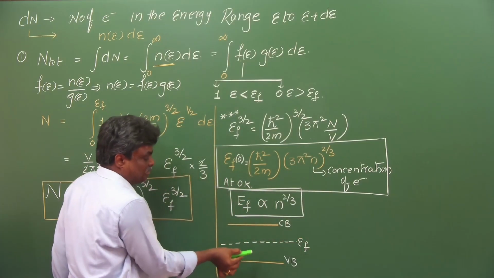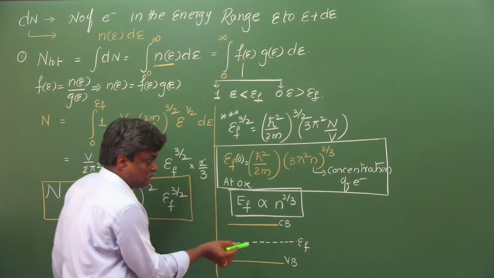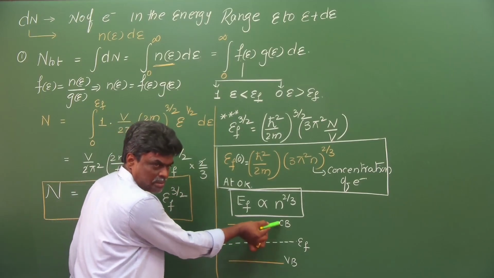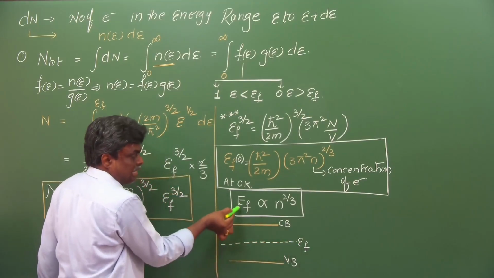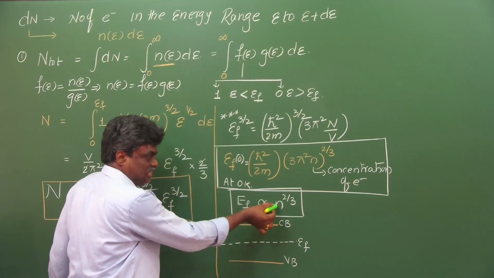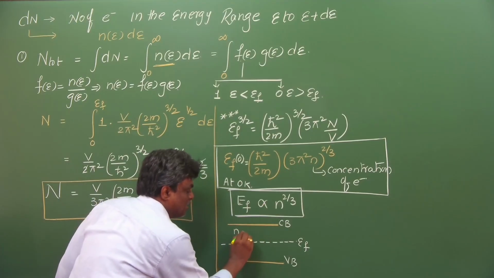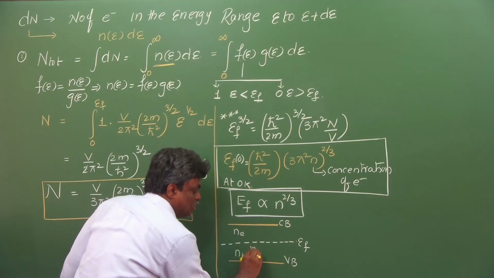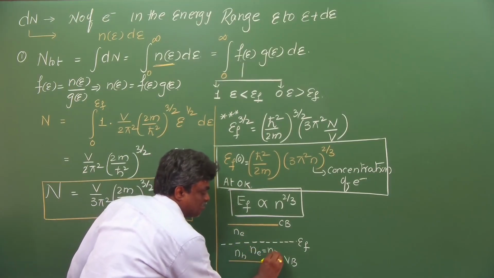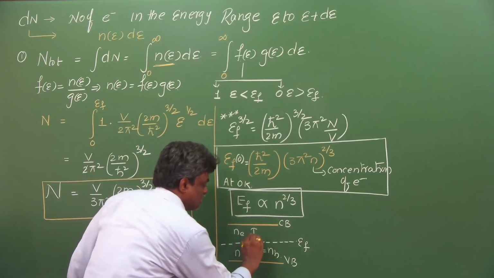The notation, whatever people generally follow, we have to follow; we should not change things. Generally the conduction band is above, and the Fermi level is exactly in the middle because it depends only on the concentration. This is the intrinsic case, that's why the electron concentration and hole concentration are both the same.